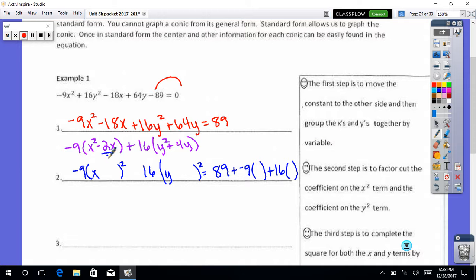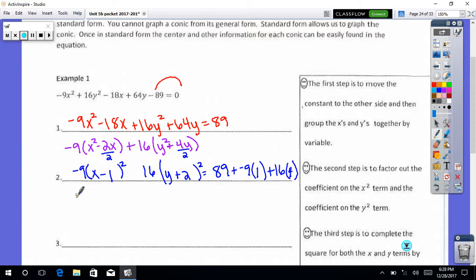Okay, and then we take half like we always do. So negative 2 divided by 2 is negative 1. Negative 4 divided by 2 is positive 2. And then we square it. Negative 1 squared is 1. That goes with the 9. And 4 goes with the 16.